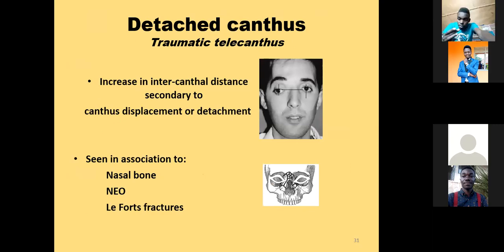So sometimes the canthus can be detached. So how will you know there's an increase in intercanthal distance? Just like this example here. This, of course, is not normal. You see the normal one is here, but this one you can see from here to here. Yeah, it is extended, so it's not normal.